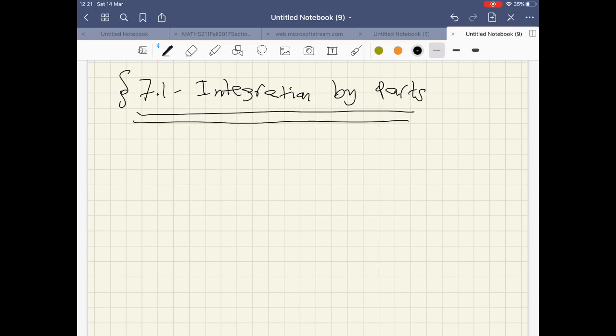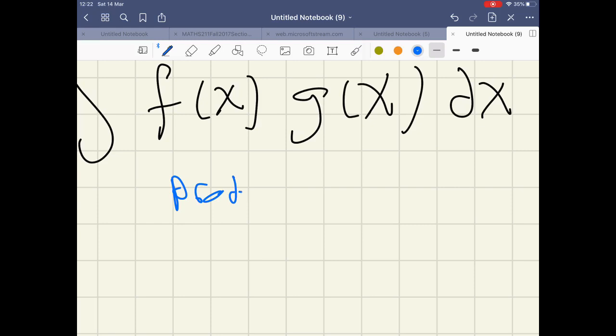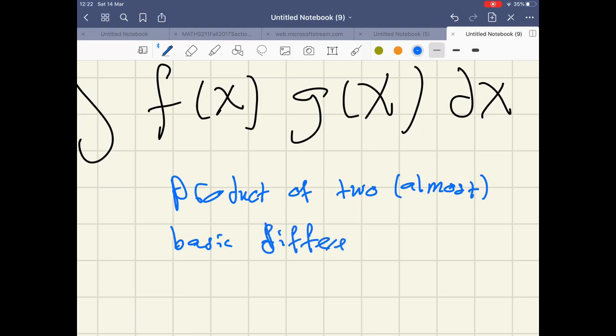Now for integration by parts, the first thing is, when are we going to use integration by parts? We are going to use it if we have a product between two different types of functions. So let me write down here, a product of two, let's say, almost basic, different types of functions. I think it's safe to say that.